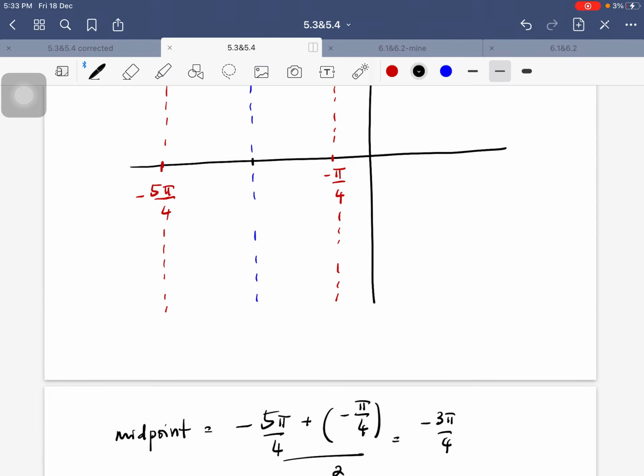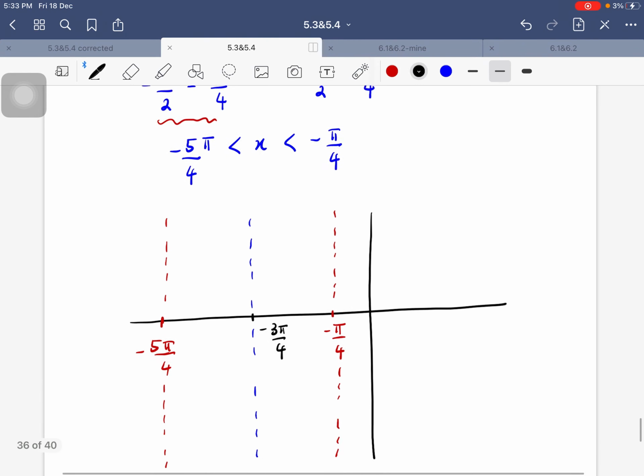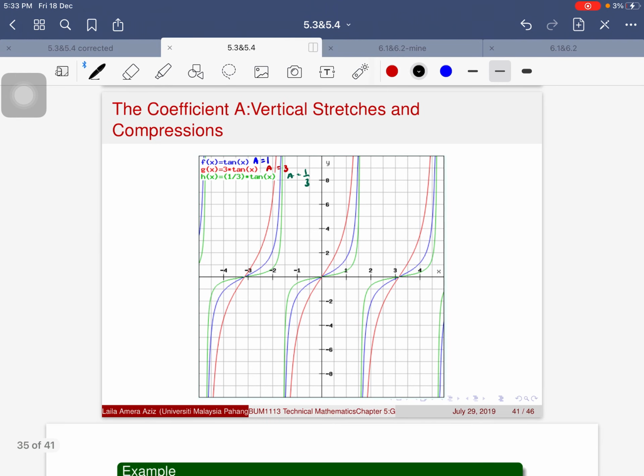So the midpoint over here is going to be somewhere right here, so it's going to be a value of negative 3 pi over 4. So that's going to be our midpoint. Okay, so the tangent, if you have a look at the graph, it basically looks like this.